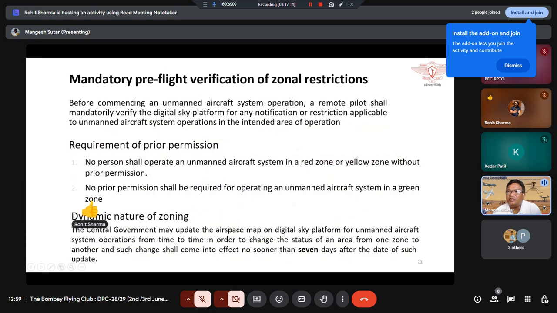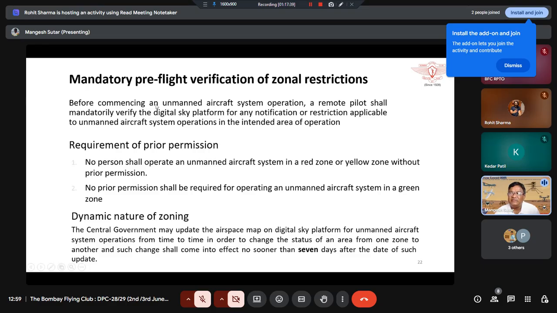Okay, so now you understood about the zones, but as a responsible drone pilot, you need to do some mandatory pre-flight verifications on zonal restrictions. So I have to actually showcase the actual real zones to you. After this slide, I will show you the real zones and how to check them. Then you will have clarity.